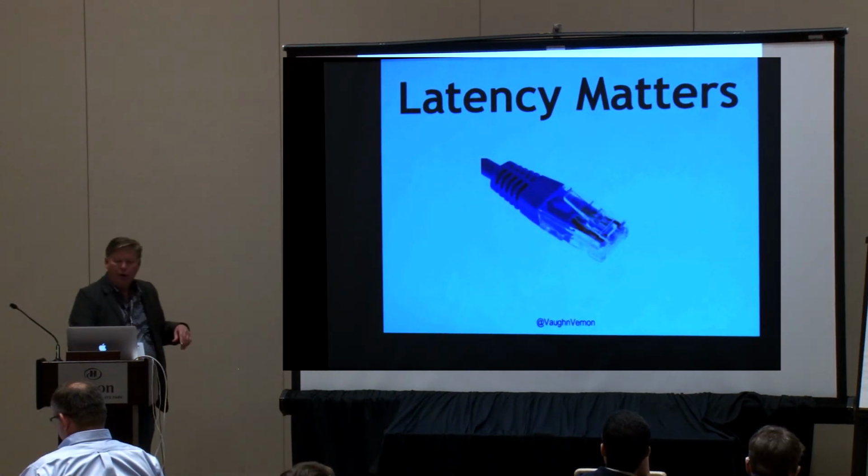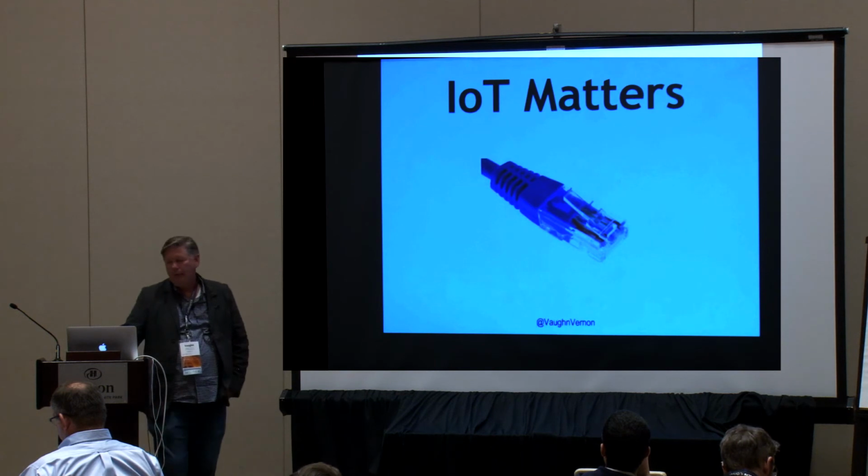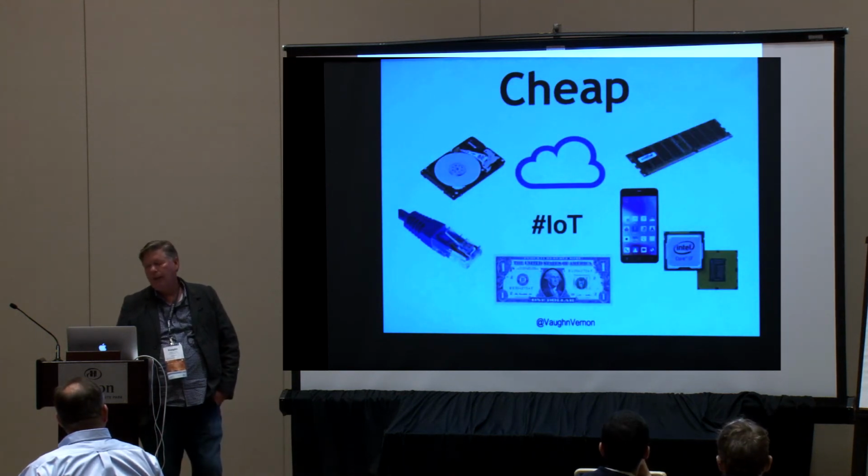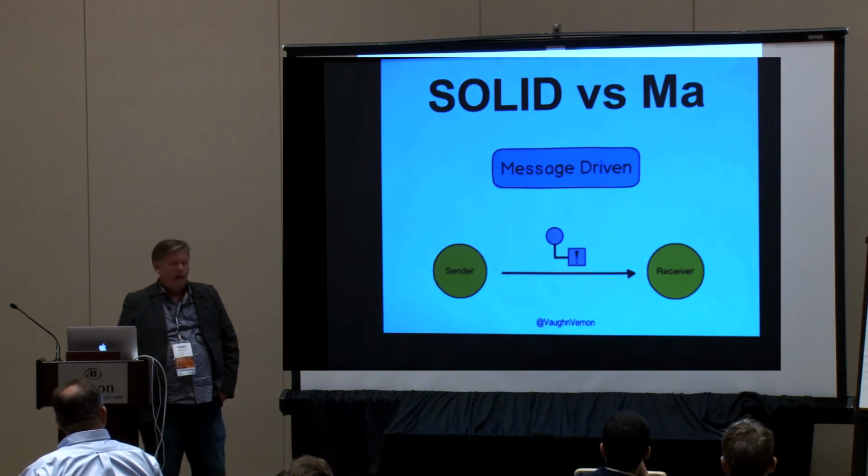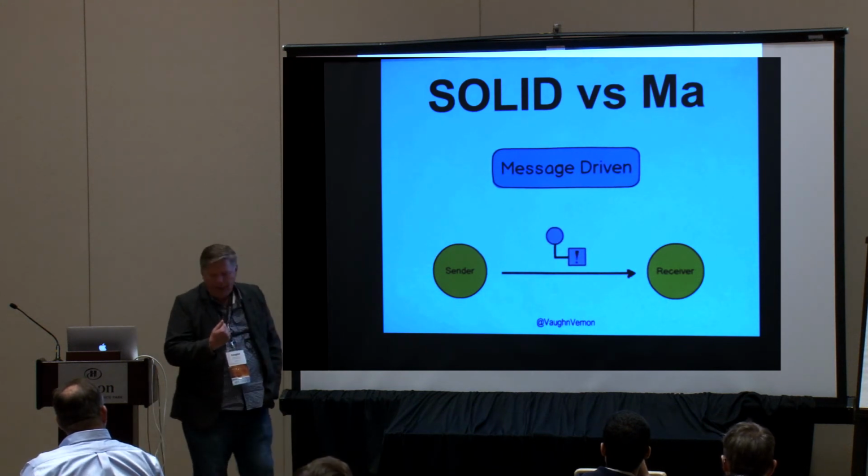Latency matters. The network is real. We use it all the time. IoT matters. All these things are cheap. We're not going to escape them. So we're going to deal with uncertainty.